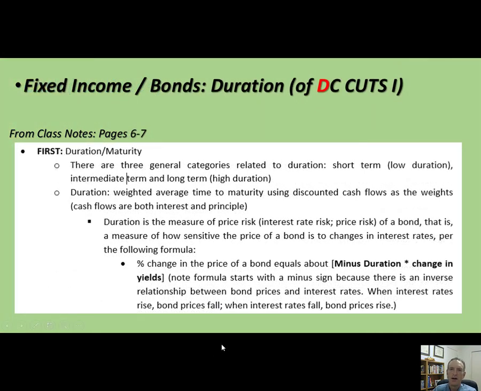So let's talk about bonds. With bonds, we have seven things we're going to talk about. DCCUTSI is a mnemonic or acronym or whatever you want to call it that we've come up with. Really, I think a mnemonic.